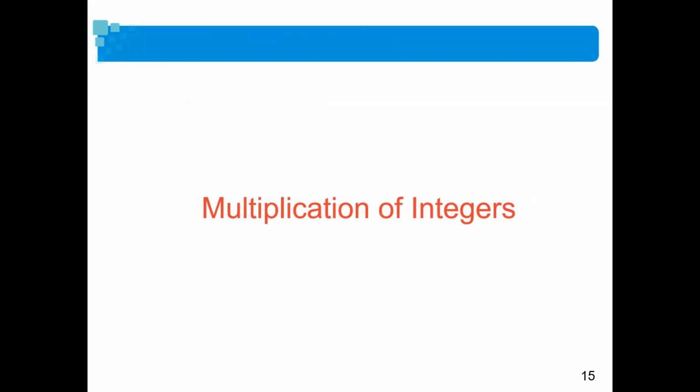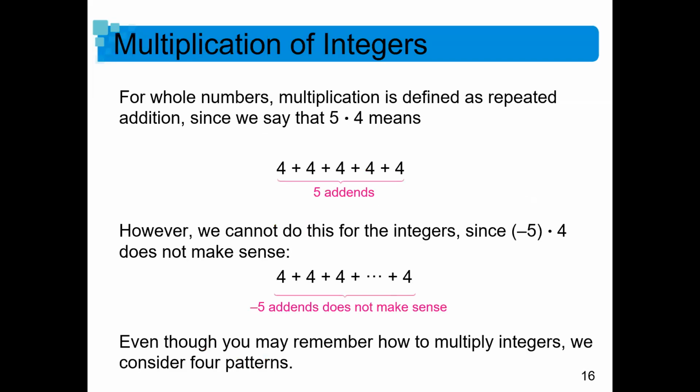How about if we multiply integers? So for whole numbers, multiplication is defined as repeated addition, since we say that 5 times 4 means 4 plus 4 plus 4 plus 4 plus 4, or 5 addends. However, we cannot do this for the integers since negative 5 times 4 does not make sense. I mean, negative 5 addends do not make sense.